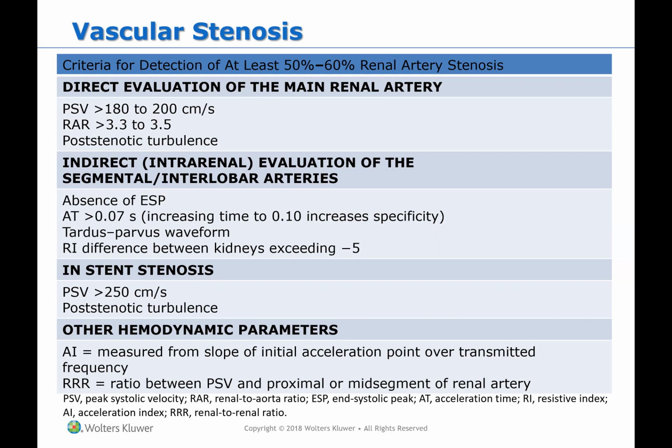Indirect ways of telling are a little bit harder. So absence of the end systolic peak, and the acceleration time of the velocity below the stenosis is going to be 0.07. A tardus parvus waveform, which is not a high peak fast. It takes a long time to get up to the peak systolic velocity. And then an RI difference, resistive index, between kidneys exceeding 5.